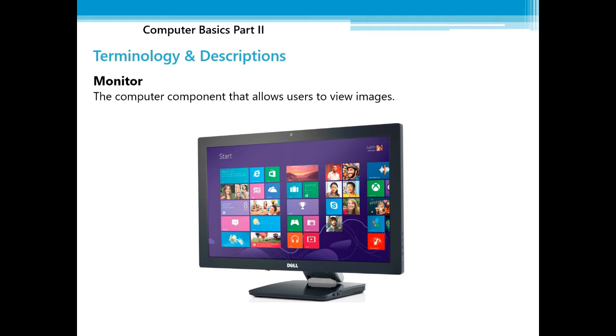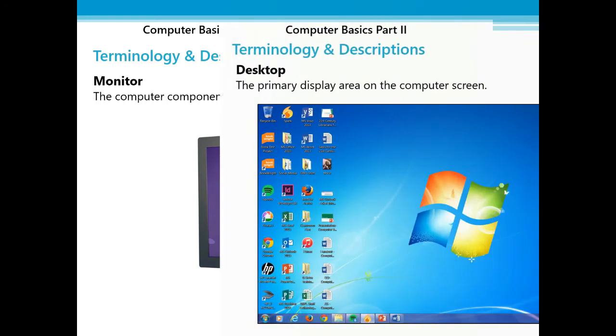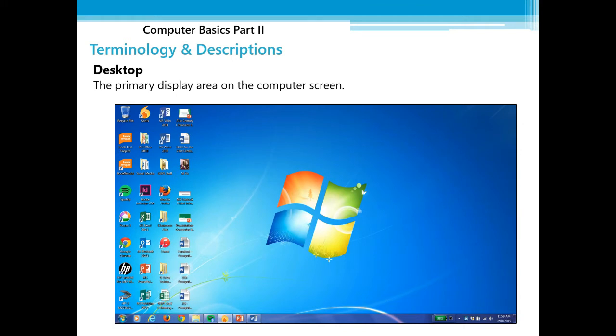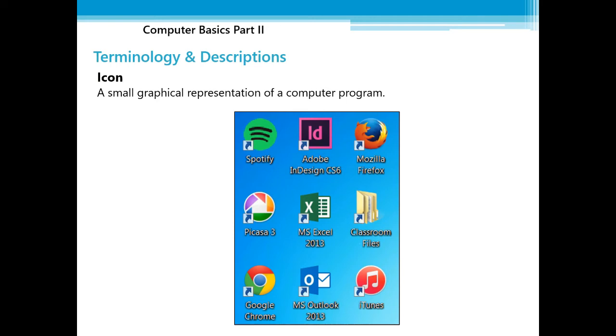A monitor. A computer component that allows users to view images. A desktop. The primary display area on a computer screen. Icon. A small graphical representation of a computer program. Now this would include your Google Chrome, your Microsoft Word, your Firefox, and sometimes your Documents folder. These are all icons.